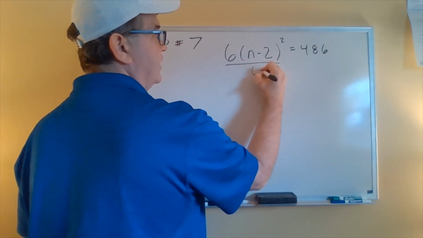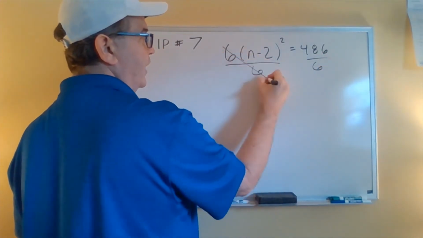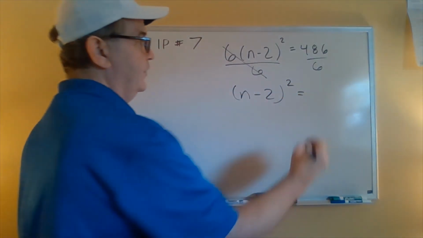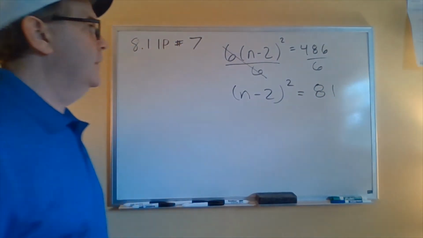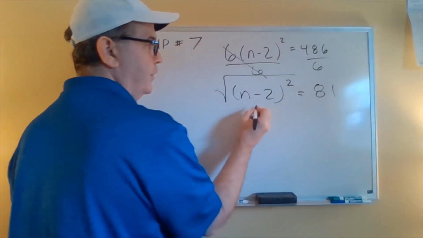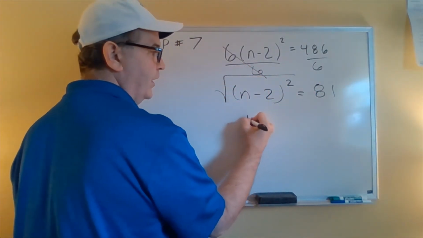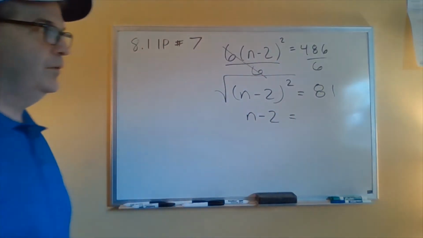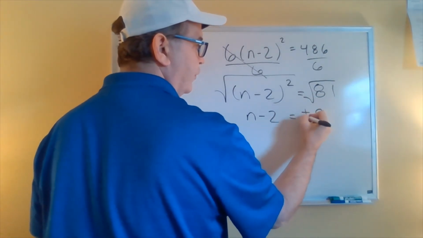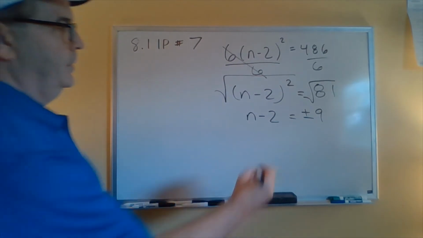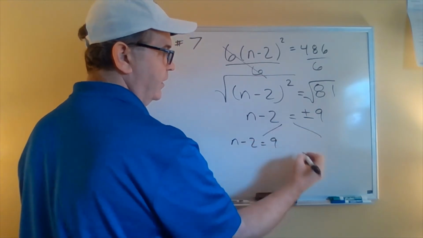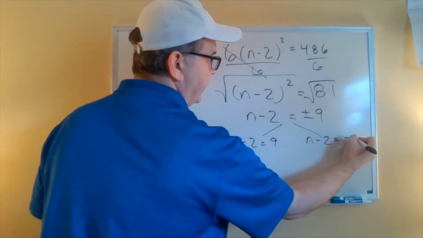So we are going to divide each side by 6, and the 6's cancel out over here. We have n minus 2 squared equals 486 divided by 6 is 81. Okay, now if I have a squared component here, I'm going to take the square root of that, knowing that the square root of n minus 2 squared is just going to be n minus 2. That square root and the square cancel out. And I'm going to take the square root of 81, which is 9, but don't forget, when we're square rooting a number, we have plus or minus. So I need to divide that into 2 separate equations. N minus 2 equals positive 9, and n minus 2 equals negative 9.